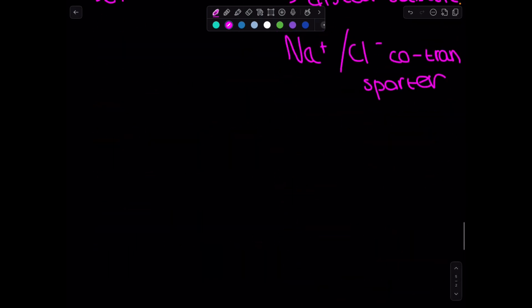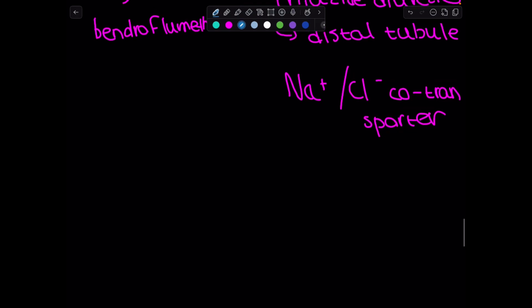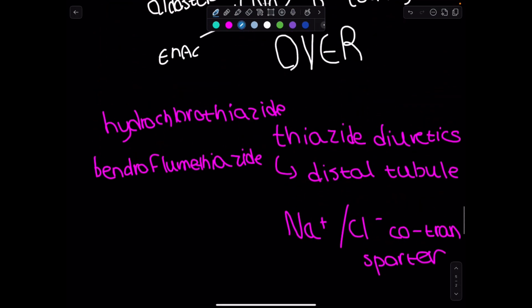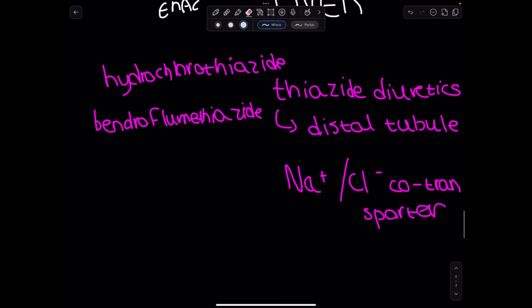Bendroflumethiazide, a thiazide diuretic, blocks the sodium chloride cotransporter in the distal convoluted tubule, boosting moderate sodium and water excretion to treat hypertension and edema, much like hydrochlorothiazide, but it can also cause hypokalemia or hyponatremia as side effects. What about chlortalidone?